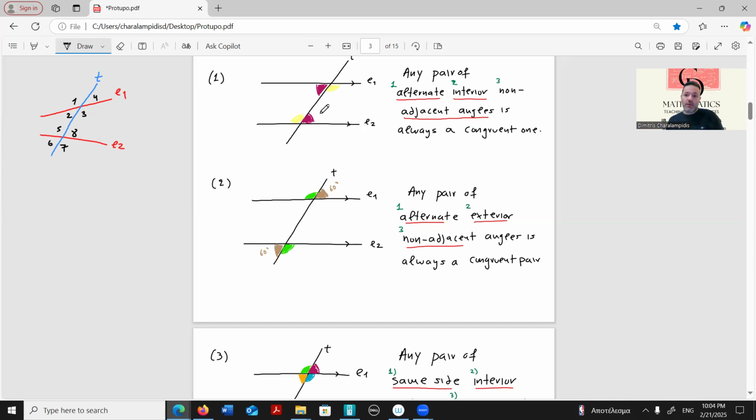the initial lines L1 and L2 are not parallel, which means that everything we said cannot apply. But if the starting two lines, L1 and L2, are parallel, then these three pairs, first of all alternate interior non-adjacent, secondly alternate exterior non-adjacent, and thirdly same side interior exterior non-adjacent again, will always be congruent to each other, which means that they should have the same size. They should be equal. That's all.